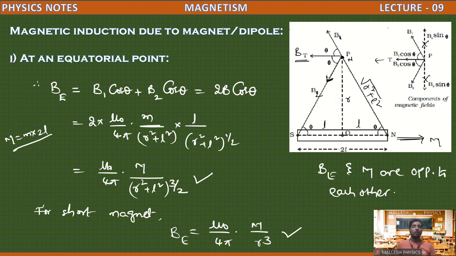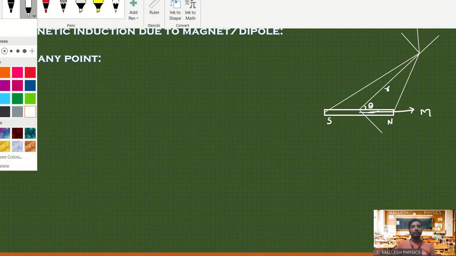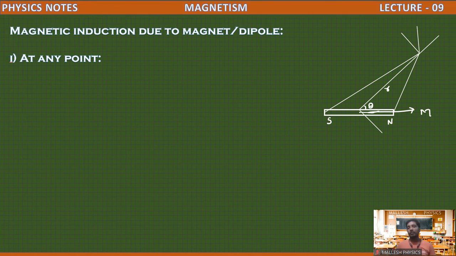Now we will see the field at any point. This is a bar magnet of magnetic moment capital M, and let us consider a point P. Its coordinates are r comma theta, an arbitrary point, making an angle theta with the magnetic moment, and r is the distance of the point from the center of the magnet. Now we are calculating its magnetic field. First you can split this M into two rectangular components. This component becomes M sin theta, and this component is M cos theta.